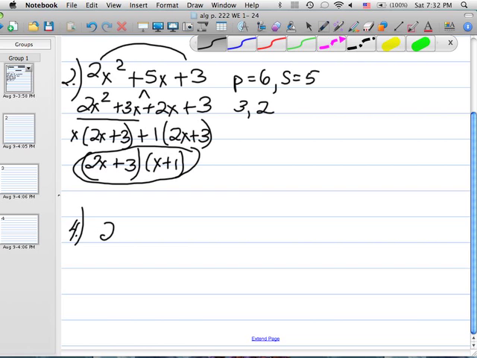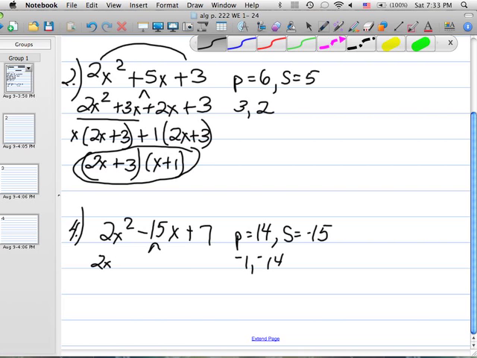Problem number 4, we have 2x squared minus 15x plus 7. Product is 14. Sum is negative 15. The two numbers that work are 1 and 14, and they both need to be negative to get a product of positive 14 and add up to negative 15. So split the middle. We get 2x squared minus 1x minus 14x plus 7.